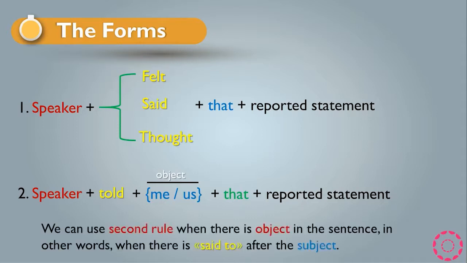We can use the second rule when there is object in the sentence. In other words, when there is said to after the subject. So we can use the second rule when there is object in the sentence, or when there is said to after the subject.